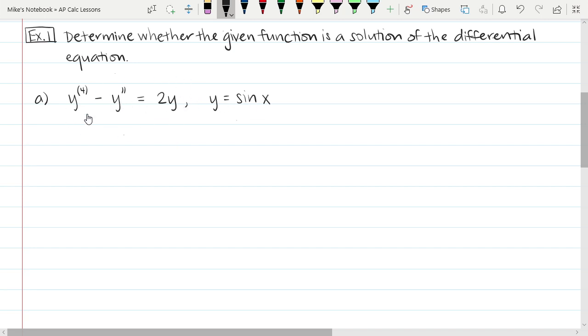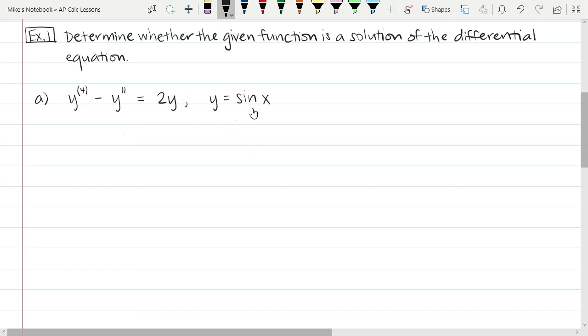So our differential equation here is this. This is now the fourth derivative, just to make sure you're clear on that notation. You haven't really seen that a whole lot before because we haven't really gone beyond the second derivative. But remember, that exponent, it's not really an exponent, but because it's in parentheses, that's indicating that it's a fourth derivative. This is not y to the fourth. Okay, so please make sure that you notice the difference there. So this is saying the fourth derivative of y minus the second derivative of y equals 2y. So that's our differential equation, and our proposed solution is y equals sine of x.